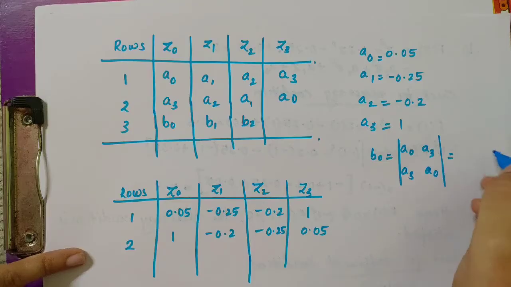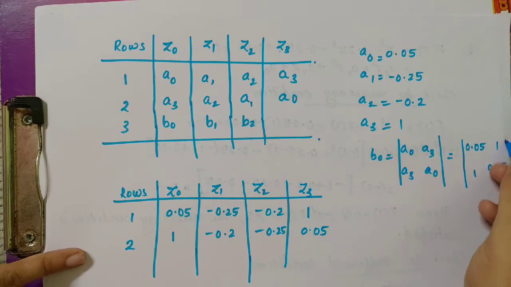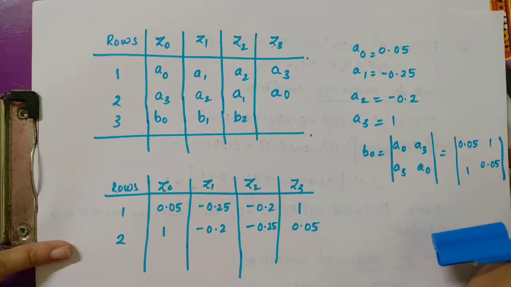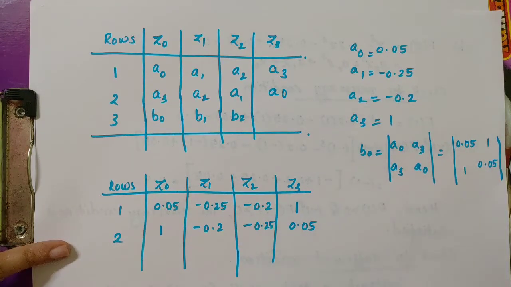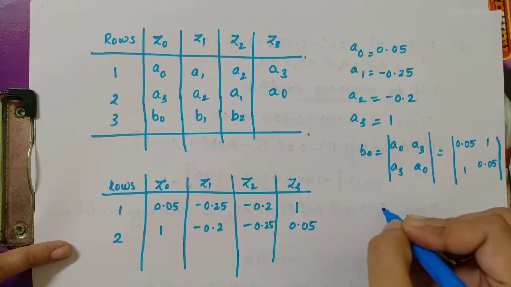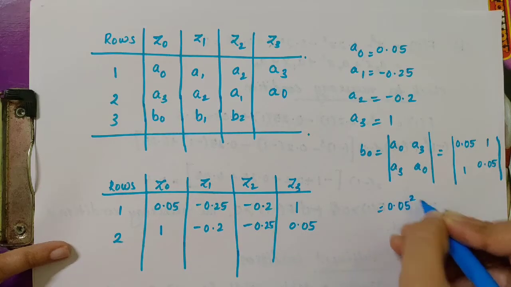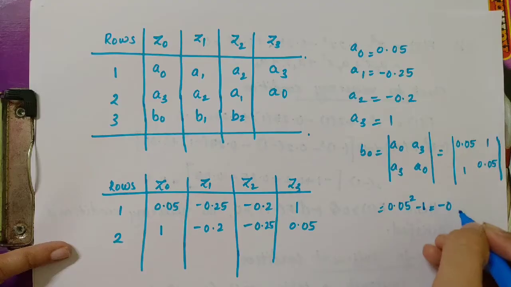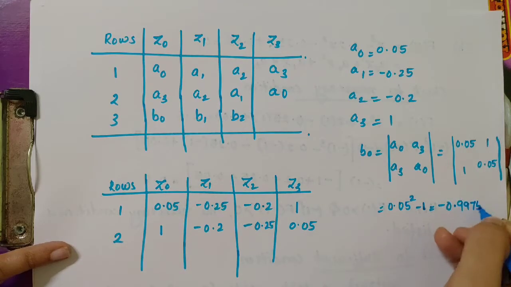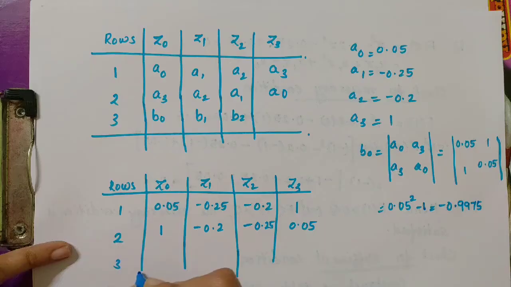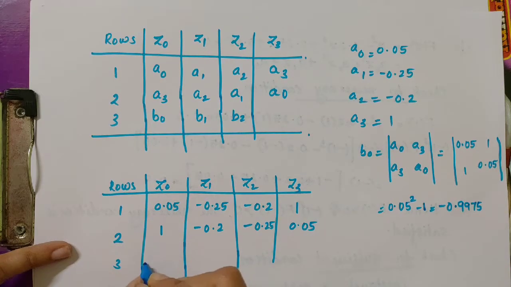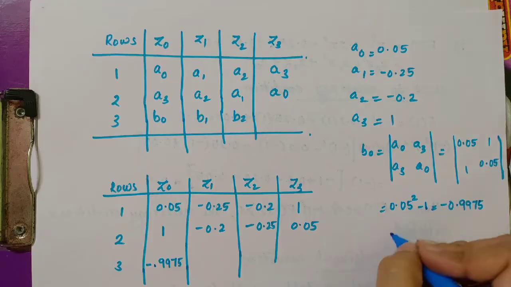That is equal to mod 0.05 1 1.05. This is a modulus of a determinant, so take the determinant. That is equal to 0.05 square minus 1 minus 0.9975. Okay, so we got the first element of the third column: minus 0.9975.